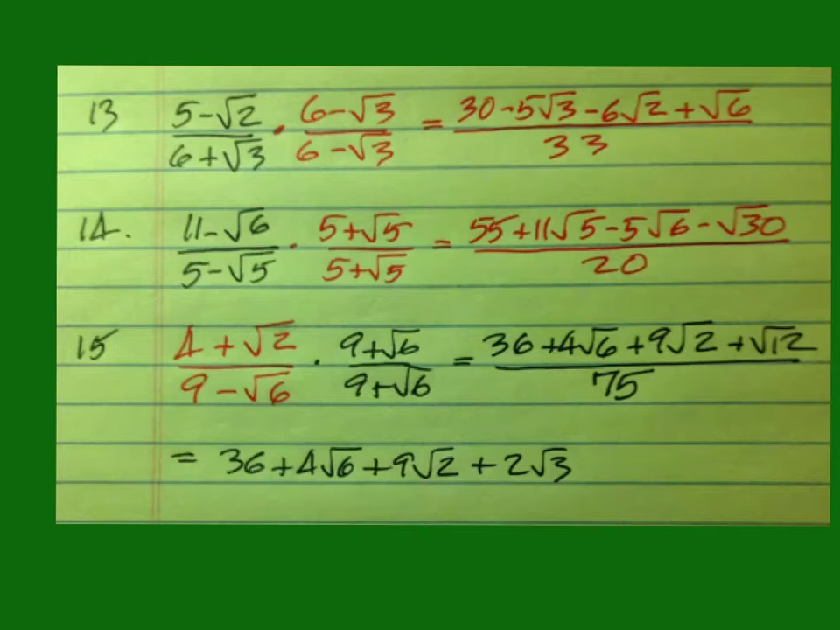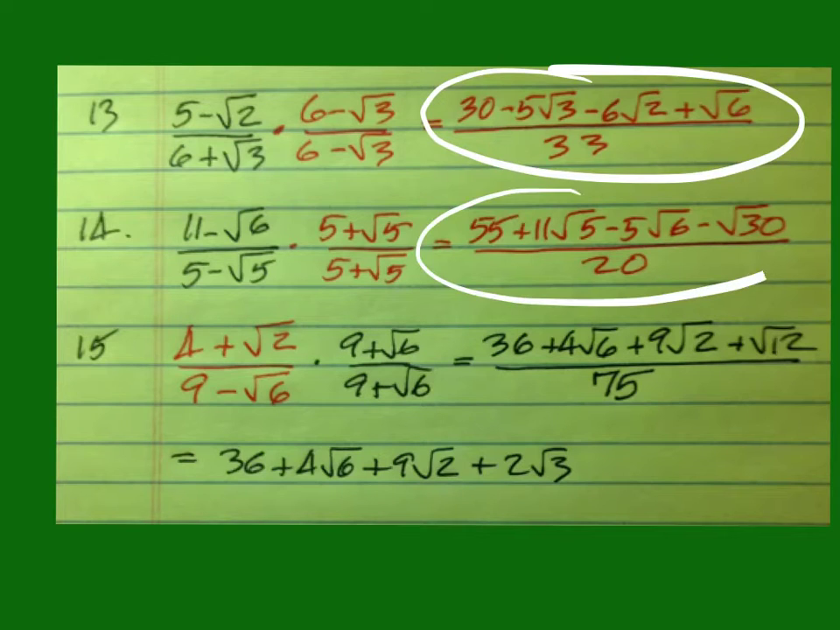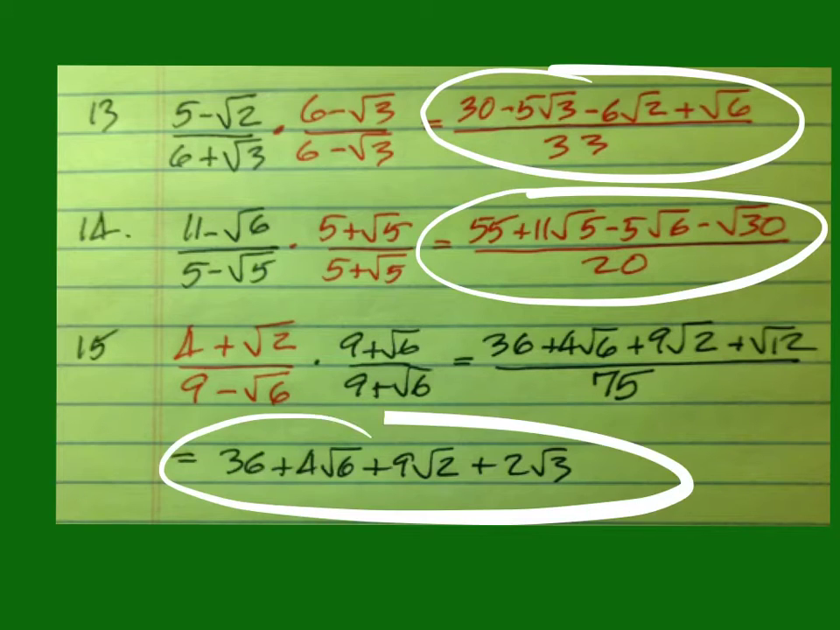And the last 3 here should be 30 minus 5 square root of 3 minus 6 square root of 2 plus square root of 6 over 33. And 14 is 55 plus 11 square root of 5 minus 5 square root of 6 minus square root of 30 over 20. And 15 is 36 plus 4 square root of 6 plus 9 square root of 2 plus 2 square root of 3.